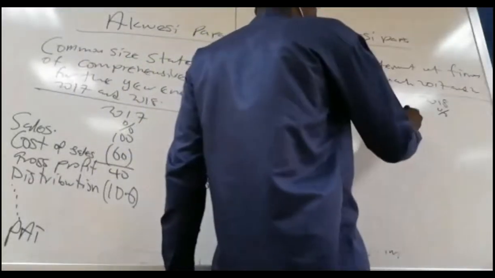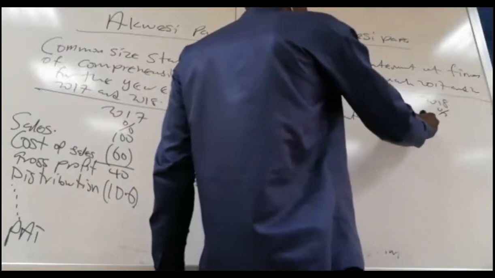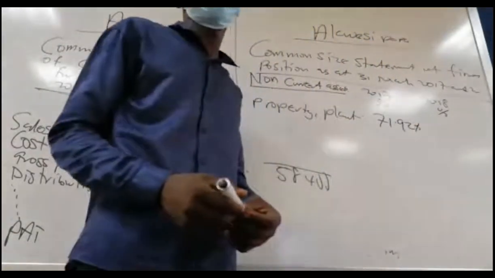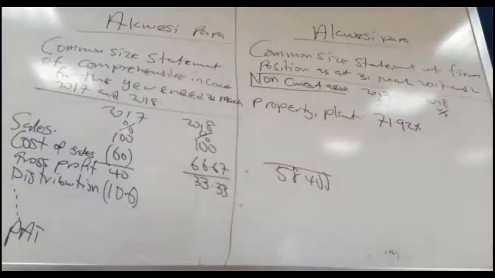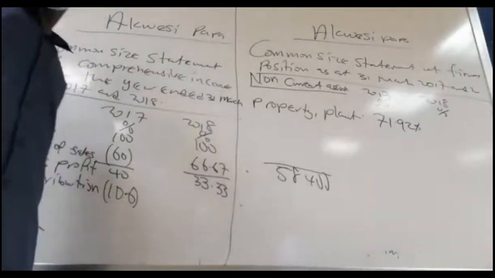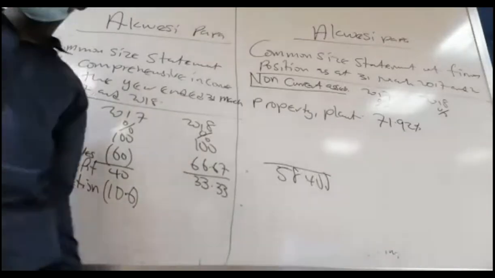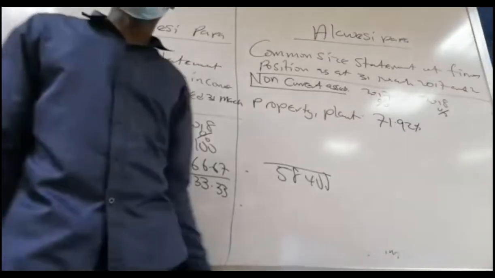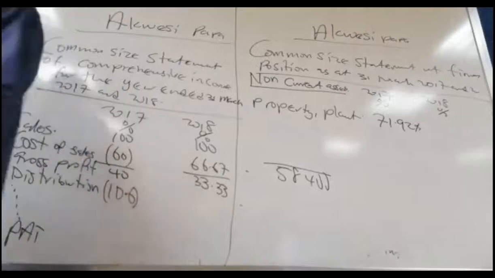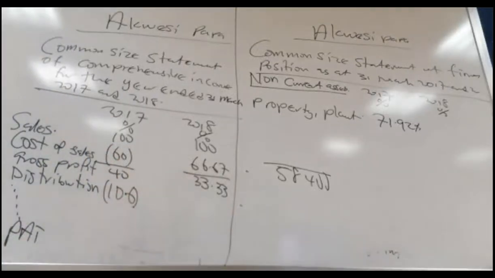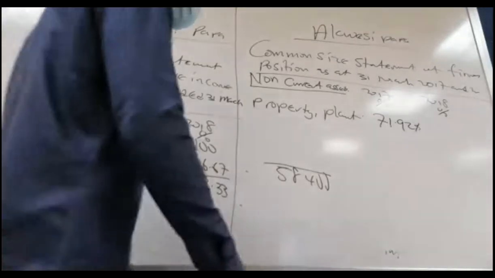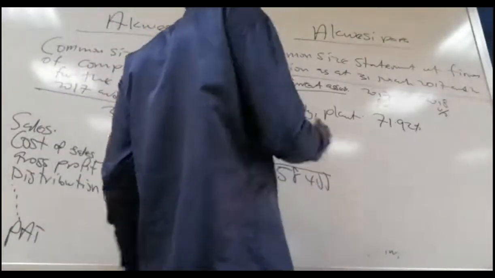71.19%. Round it to two decimal places, because some of the items might be too small. If you round to the nearest whole number, they will be 0. Sometimes 0.2%. So if you round to the nearest whole number, you get 0. So we have to round to two decimal places. Then the next item, land and building, right?